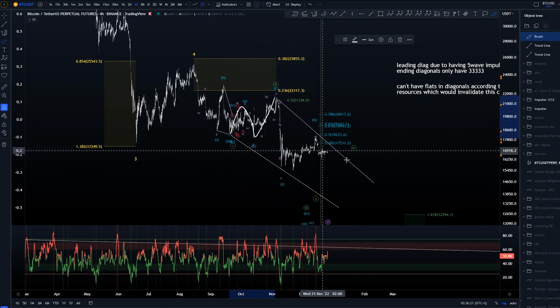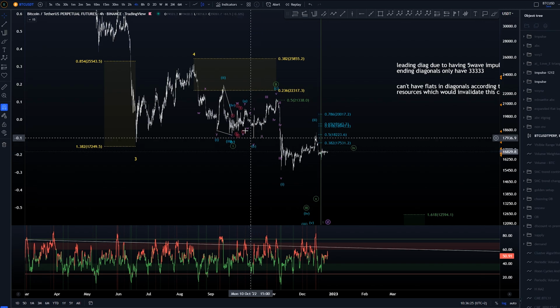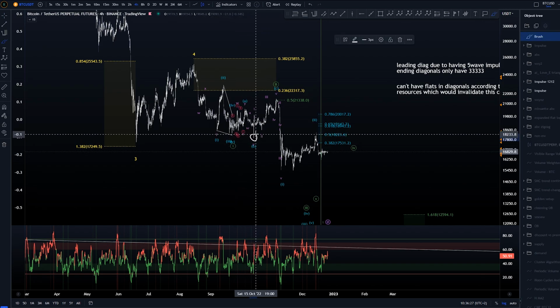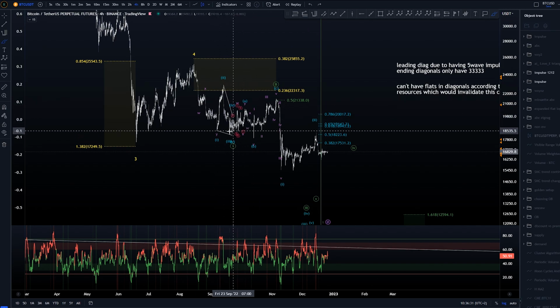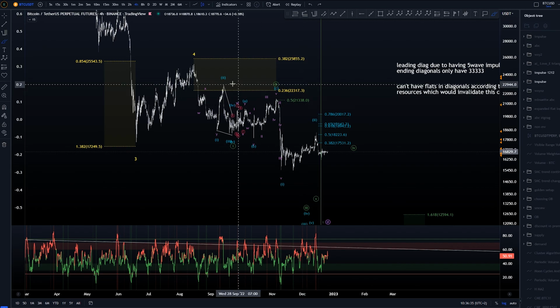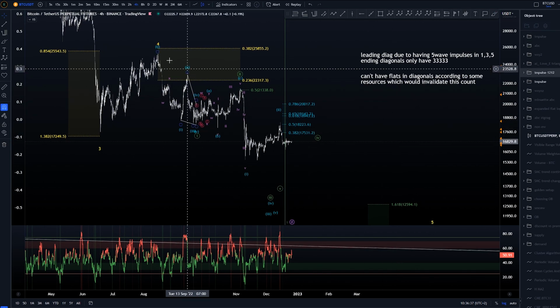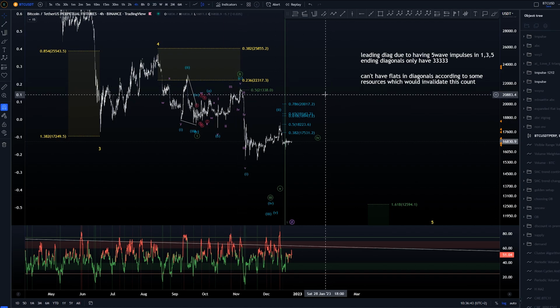a flat here. I've seen some people ending their count at these lows as well. If that fits, go for it. I do think that this fits a bit better like so, but again, with the diagonals, I don't accept flats at least yet, because I don't have enough information or data about that being the case.